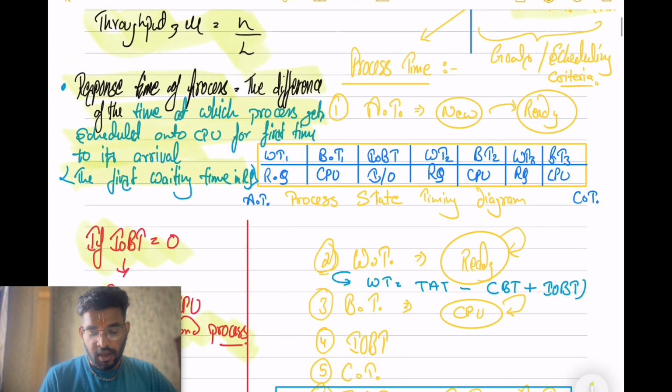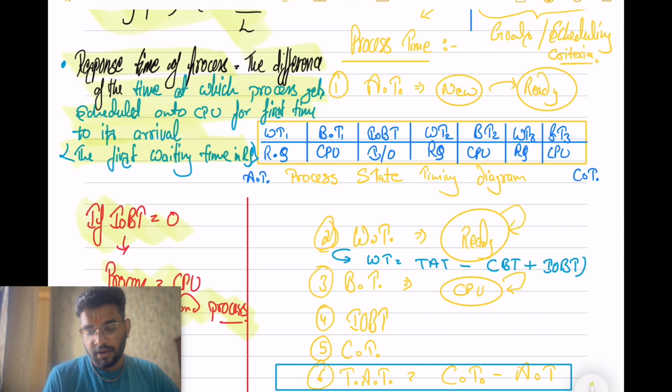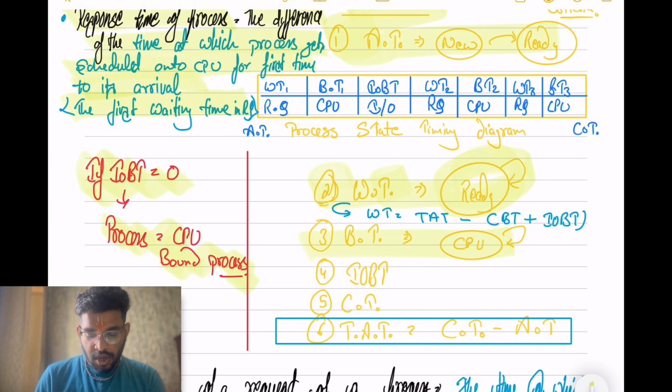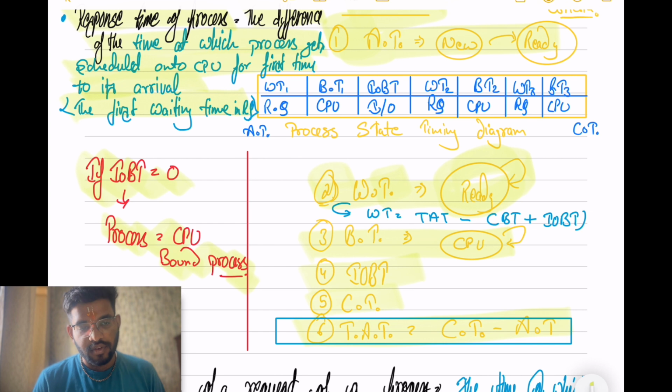As you can see here, arrival time refers to when a process moves from the new to the ready state. Waiting time is the time the process remains in the ready state. Burst time is the time it is scheduled on the CPU. Turnaround time means completion time minus arrival time. Then there are IO burst time and completion time, which is the time at which the process completes its execution.